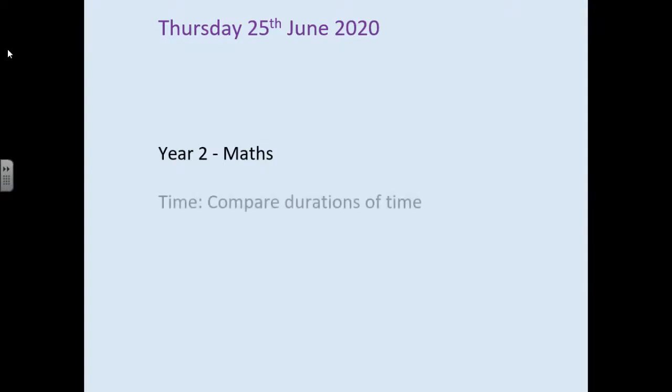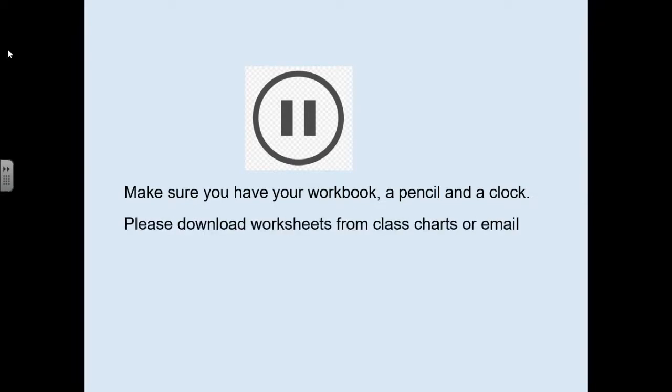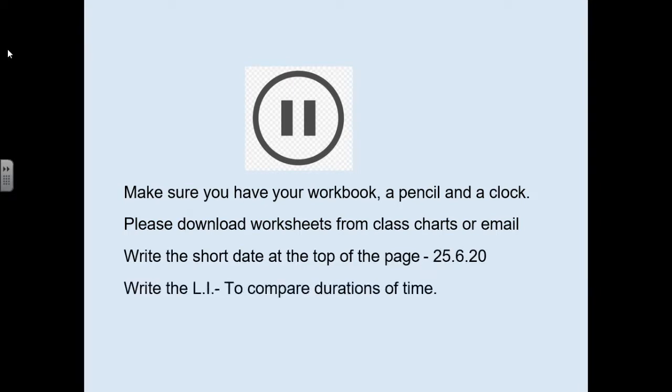Year 2 Maths. Today we're going to look at comparing durations of time. Right, pause the video and please make sure you have your workbook, a pencil and a clock. Please download the worksheets from class charts or email. Write the short date at the top of the page, 25.6.20. Write the LI to compare durations of time.